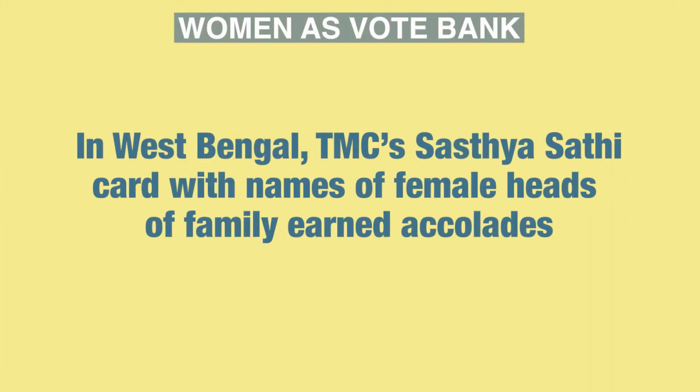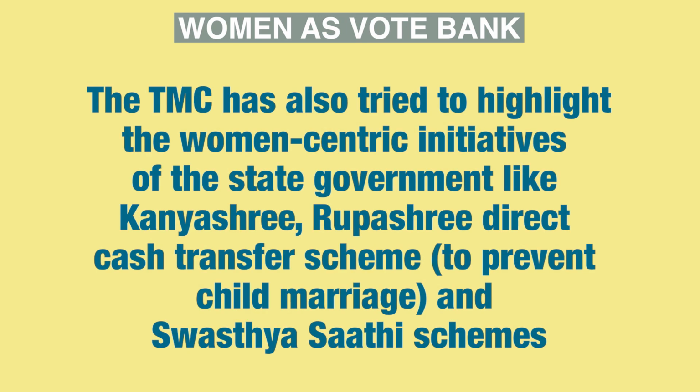Political speeches, campaigns and manifestos were directed at women more than ever in the West Bengal Assembly elections. In West Bengal, several women-centric schemes were announced. Most importantly, the Swasthya Sathi scheme with names of female heads of family earned accolades. The TMC also highlighted several women-centric schemes introduced, like the Kanyashree and Rupashree direct cash transfer schemes to prevent child marriage, and the Swasthya Sathi scheme.